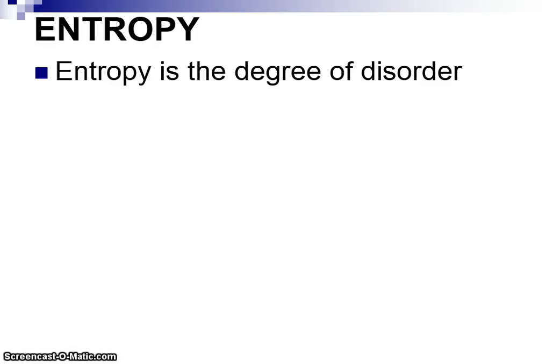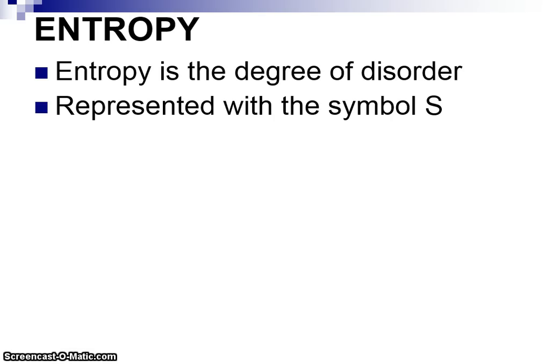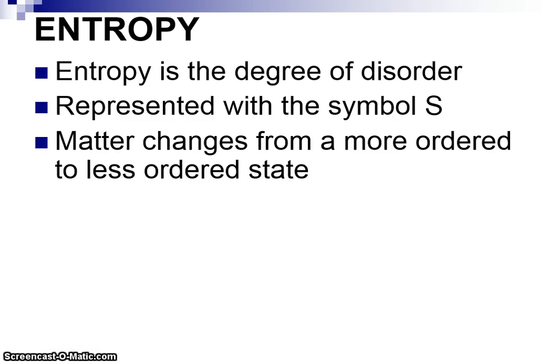For the second and final part of this unit, we're going to talk about entropy and free energy. Entropy is the degree of disorder. It's represented with the symbol S. I know, there's no S in entropy, but we should be used to this by now in chemistry. Matter changes from a more ordered to a less ordered state.